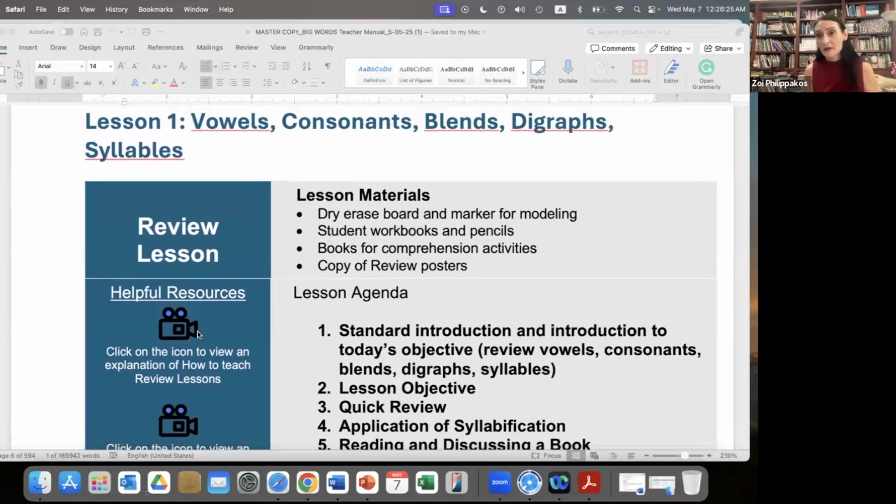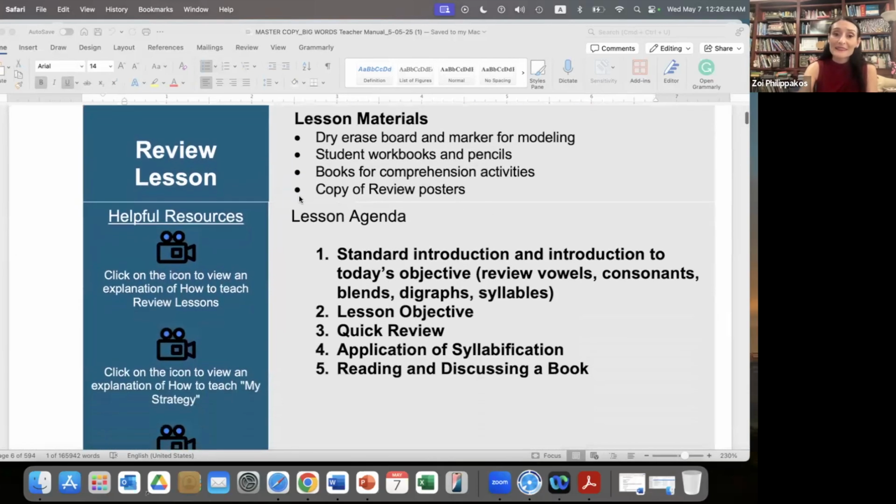Within each one of the lessons, once you reach, let's say, the first lesson, and the rest of the lessons have exactly the same structure, you will have the lesson materials. What will you need in order to teach the lesson? Also, you have a lesson agenda. What is it that you will be working on and accomplishing in that meeting with the students? You may decide to have this agenda written already on your board.